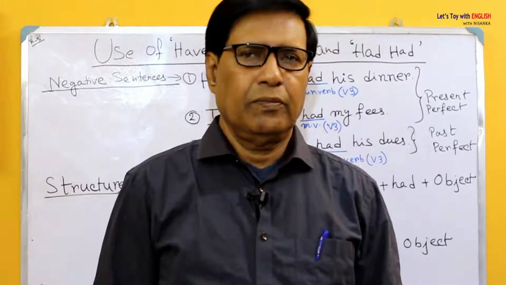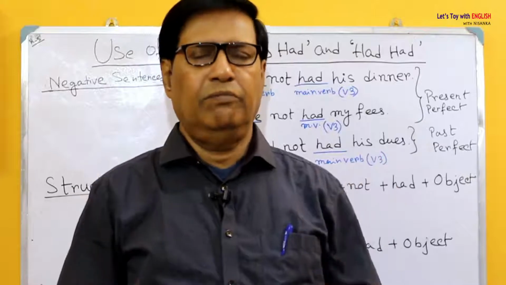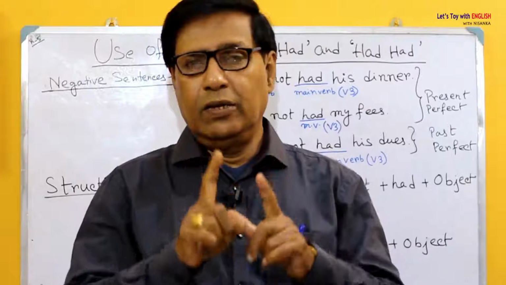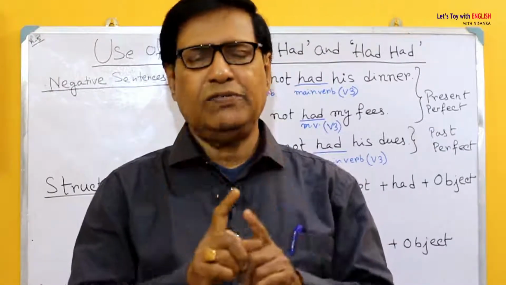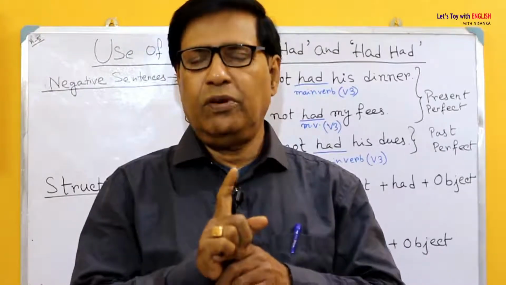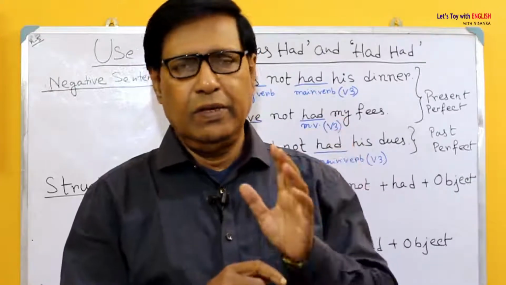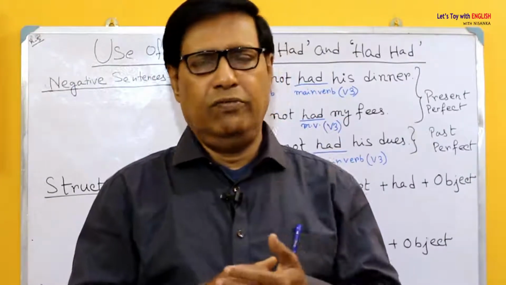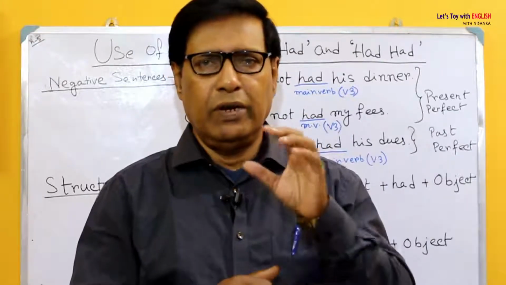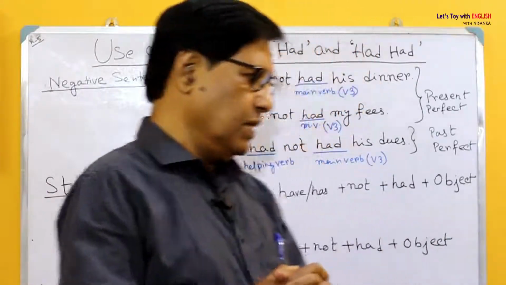Now friends, I have already told you about the use of this kind of verb in positive sentences. You know, an assertive sentence is divided into two parts: first, positive sentences, and second, negative sentences. So this time I am going to explain, with examples, the use of negative sentences and how to use the negative verb in these cases.